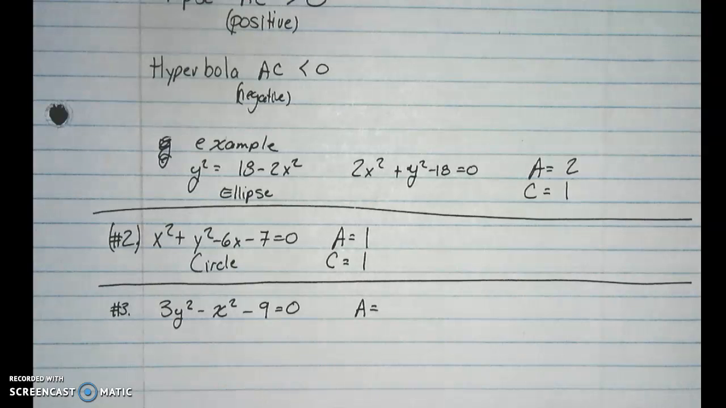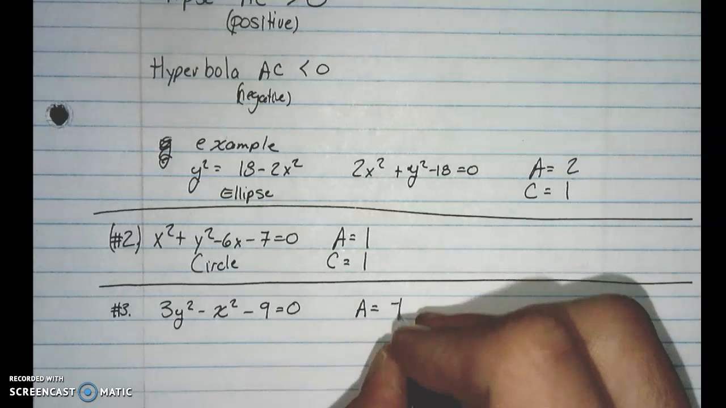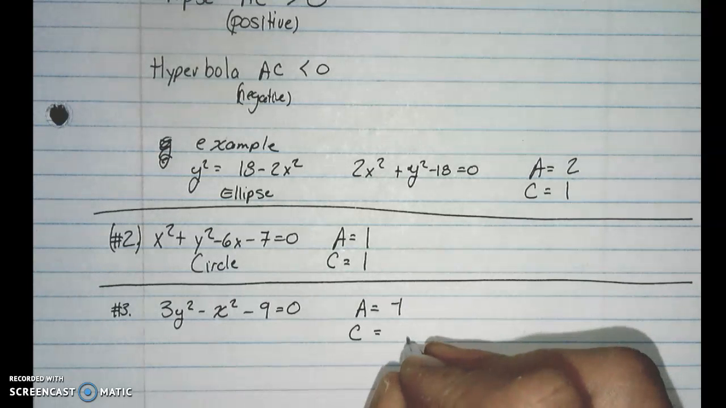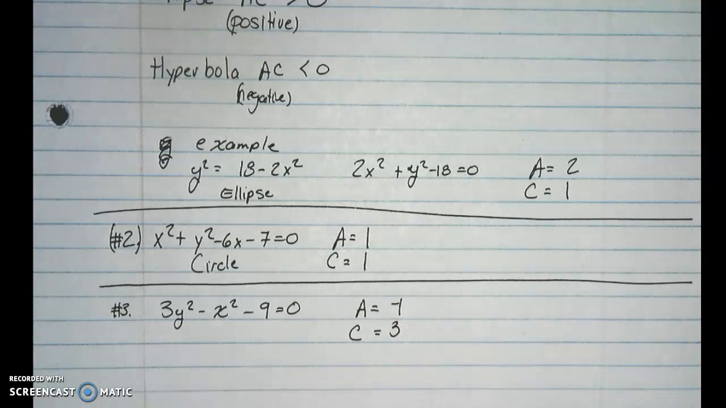What's my A? Negative 1. What's my C? So negative 1 times 3 is?